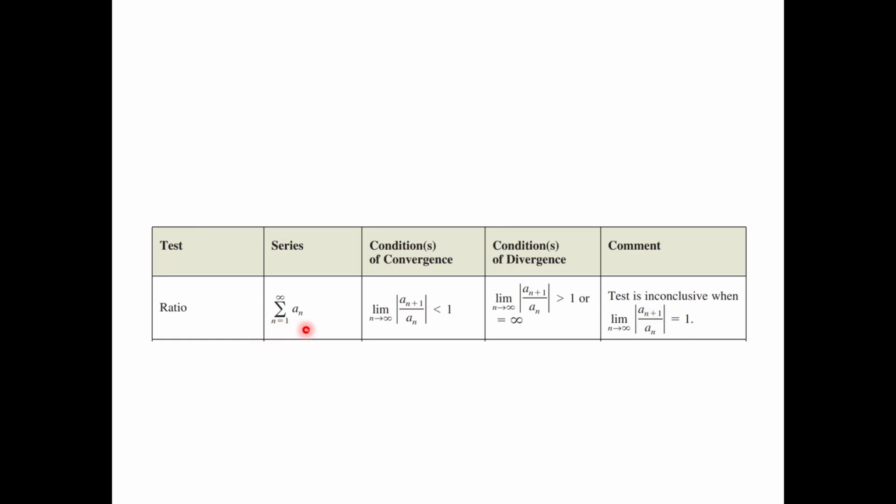Ratio test, right? So we take the absolute value of the terms. If we get a limit as n goes to infinity of these ratios and get something that's less than 1, just like the geometric series, because that's what motivated this, then you converge. If your limit is bigger than 1 or infinity, then you diverge. And the test is also inconclusive when the limit is equal to 1.